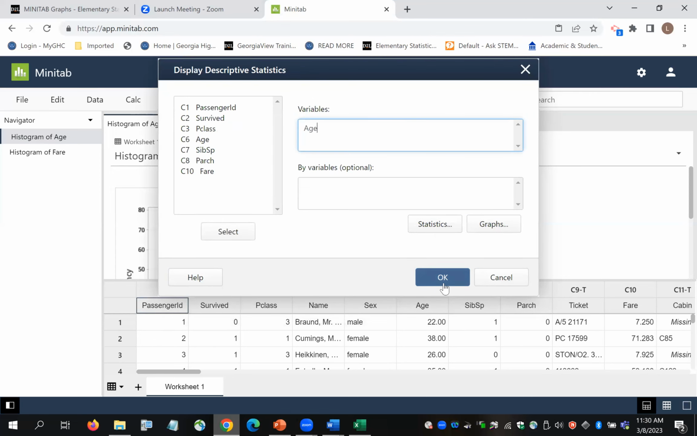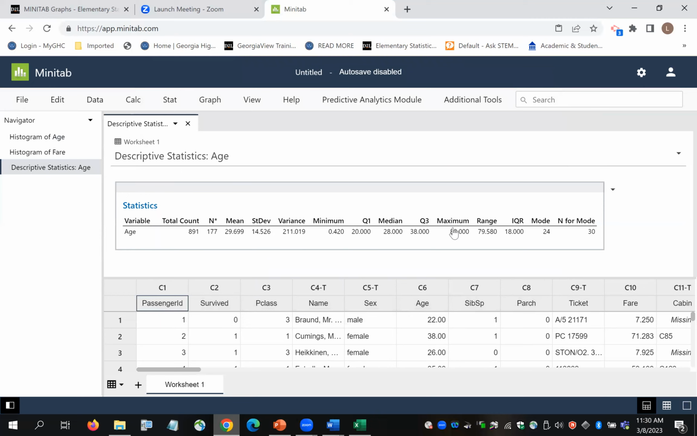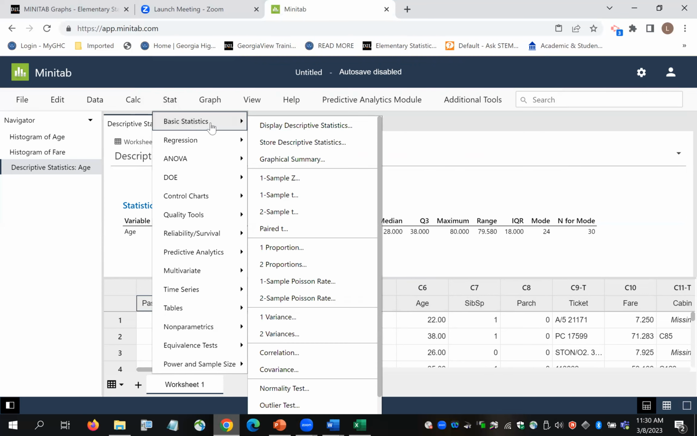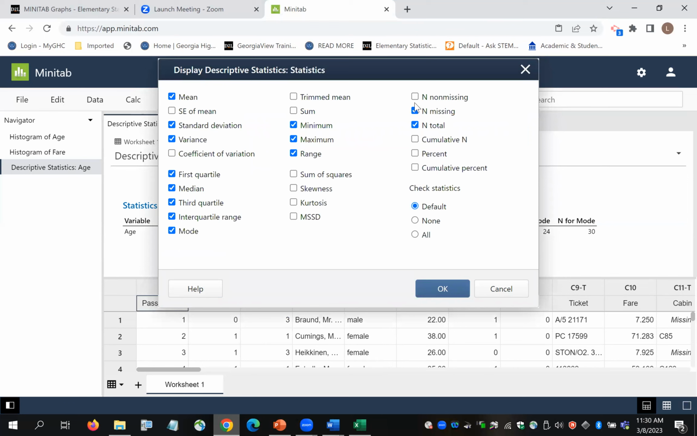Okay, let me go back. Let's click one more box. Let's click in non-missing. Instead of in total, do in non-missing and in missing. Don't do in total.